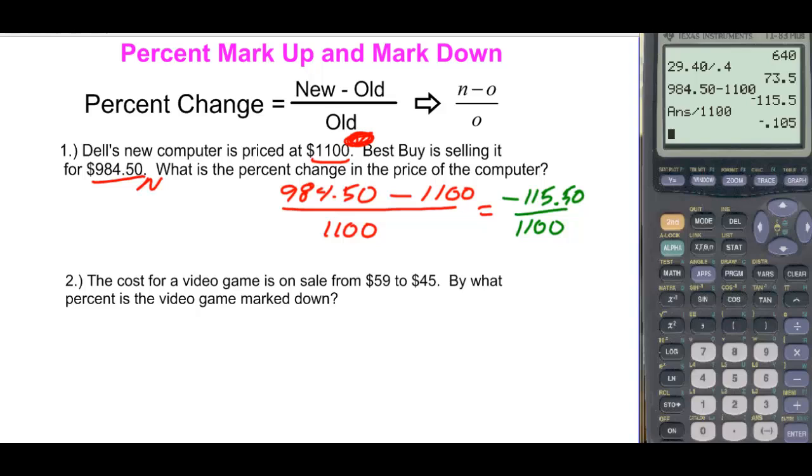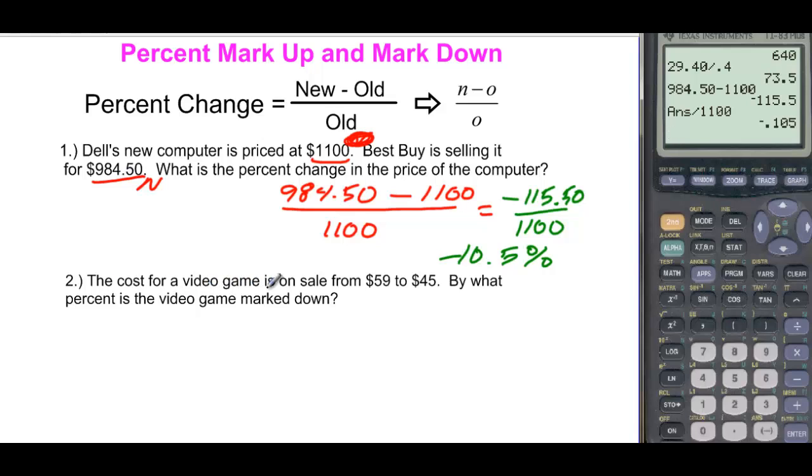Notice negative 0.105, because I have to move the decimal. So we're going to say negative 10.5%. That is how much it went down. It was originally $1,100 and went down to $984.50. Okay, last example right here.